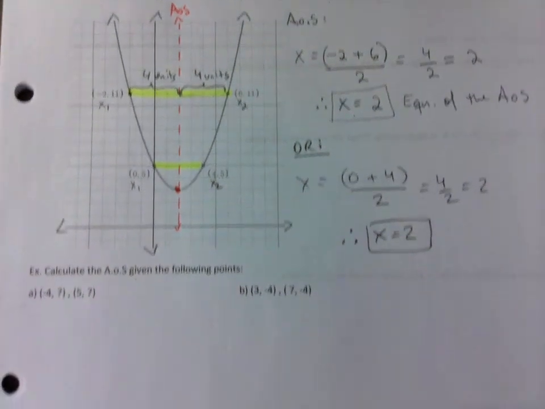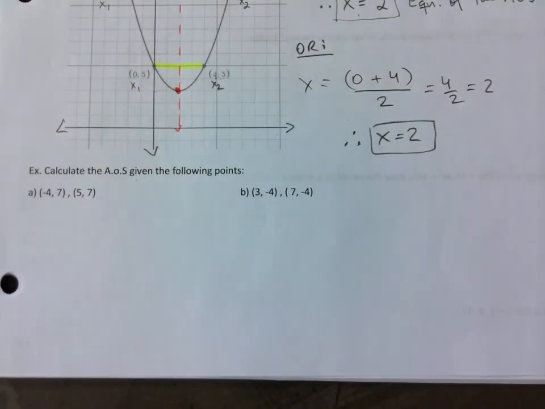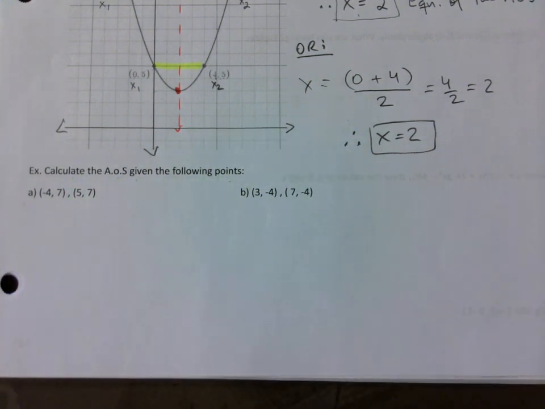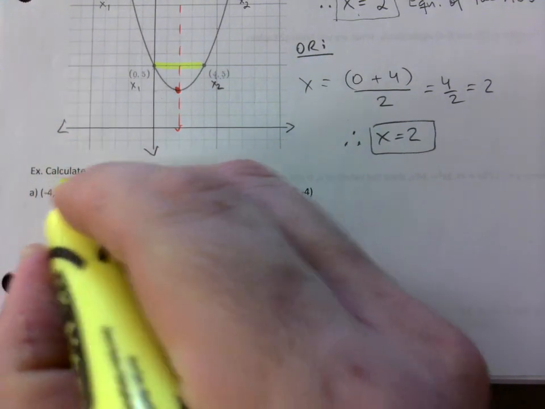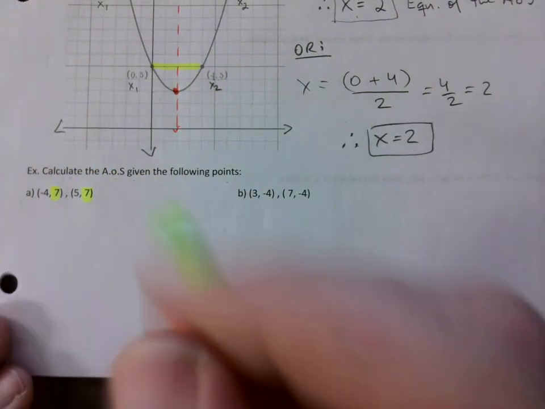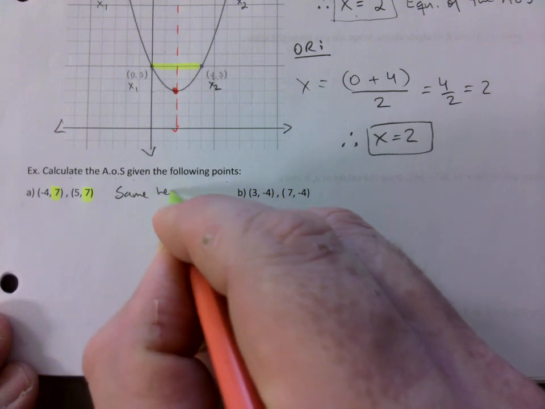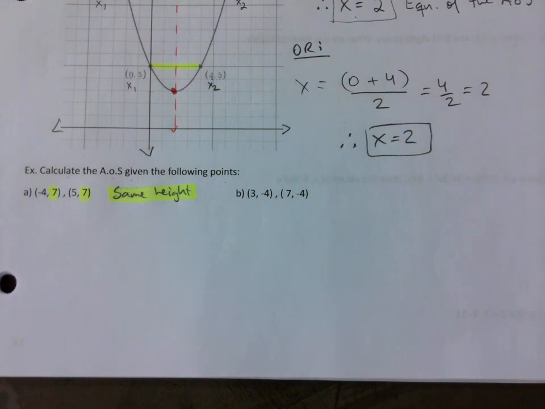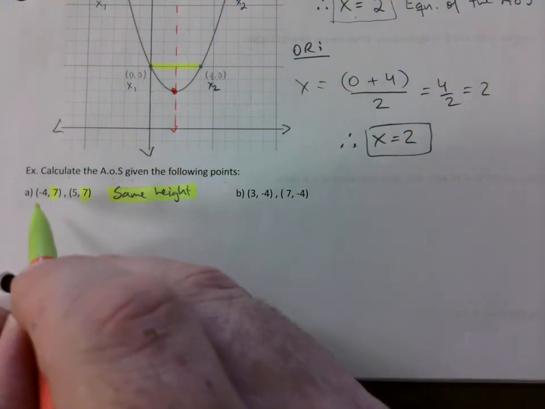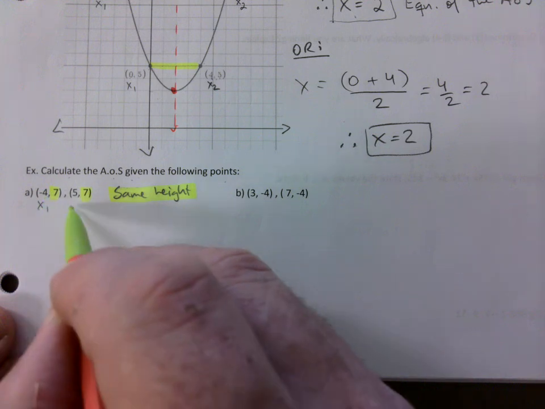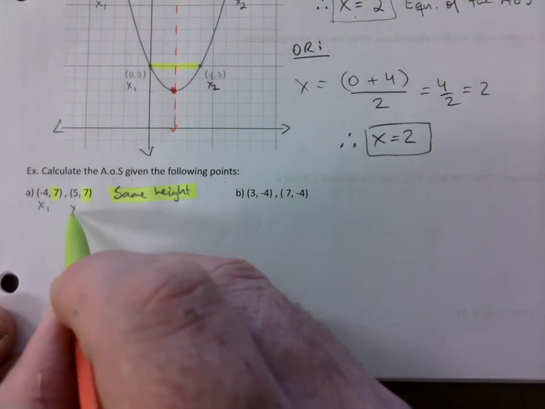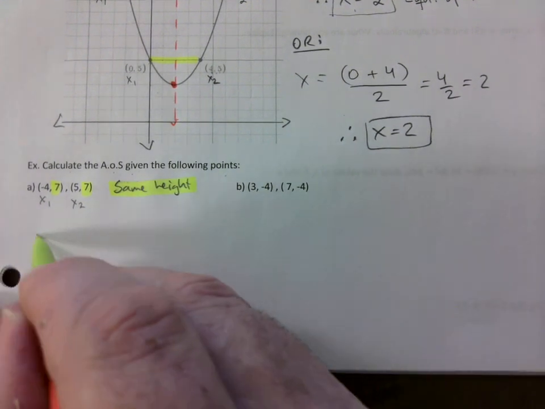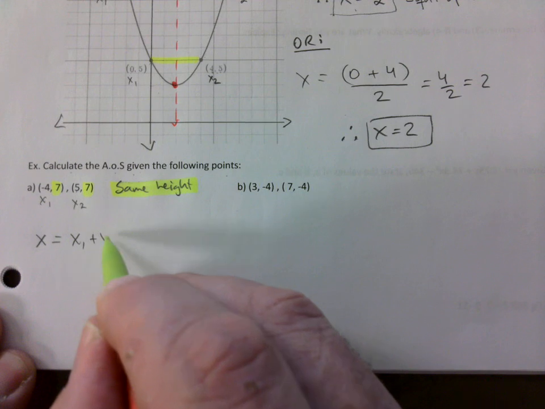So practically speaking, this would be a 1 marker right here. I could just say calculate the axis of symmetry given the following 2 points. You should immediately recognize that they have the same height. Same height. I will highlight that with the same color. So that's perfect, because that means I can call this x1, the -4, and I can call the 5 x2. So all I would want you to know really is go to your study sheet, look up this formula right here.